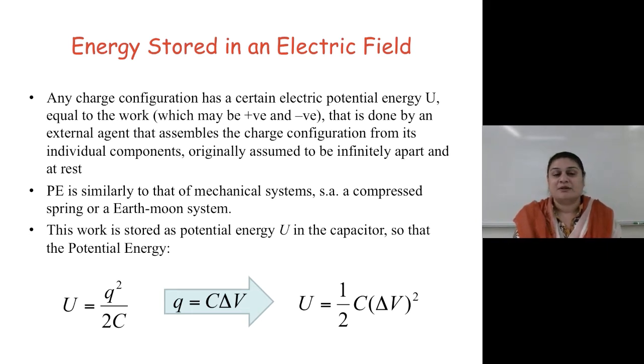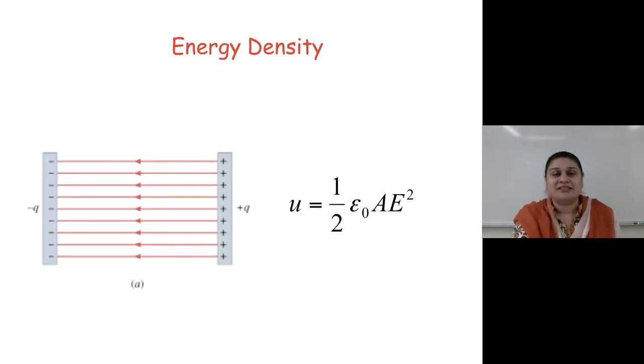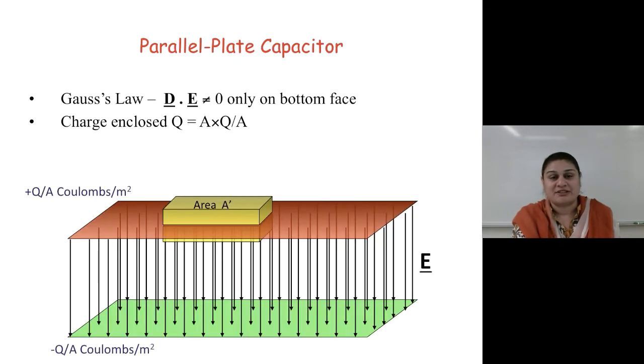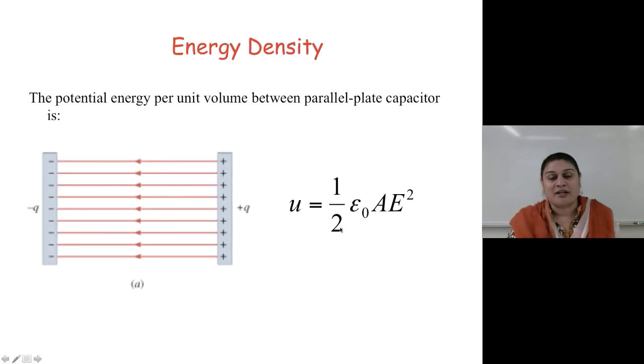This work is stored as potential energy U in the capacitor, so that the potential energy U is equal to Q squared over 2C. Q, which is the charge, is given by C delta V, so U equals 1/2 C delta V squared. Another very important concept is called energy density. Potential energy per unit volume between parallel plate capacitors is given by 1/2 epsilon naught E squared.